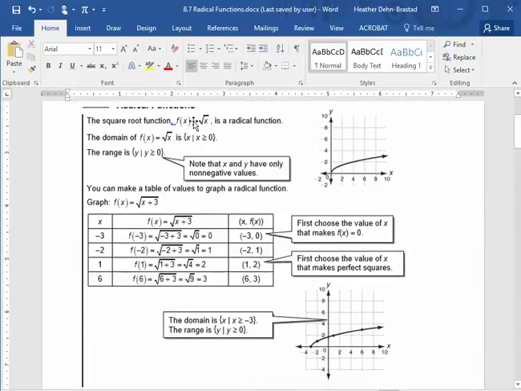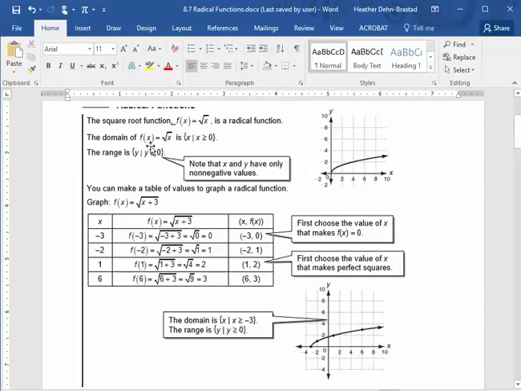Radical functions are square root functions. They could also be cube root or fourth roots, etc. When you graph a radical function, here's the parent function. It looks kind of like a logarithmic function, but it's going to increase rather rapidly, and then it's going to kind of level out, but it'll keep increasing. It won't have an asymptote. It'll just gradually keep increasing, slowly.